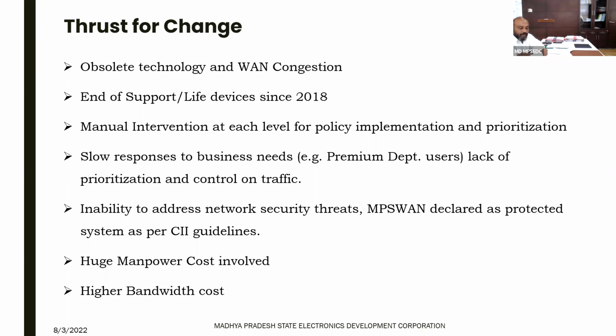Apart from that, we have to deploy manpower at all the 401 locations, which involves huge costs. And the bandwidth was quite expensive, as we were not able to use cost-effective options for connectivity with our legacy network, like FTTH nowadays, or any kind of internet design. So we observed that the bandwidth cost was quite high in the legacy network. These are the major reasons which forced us to go for SD-WAN as a technology.